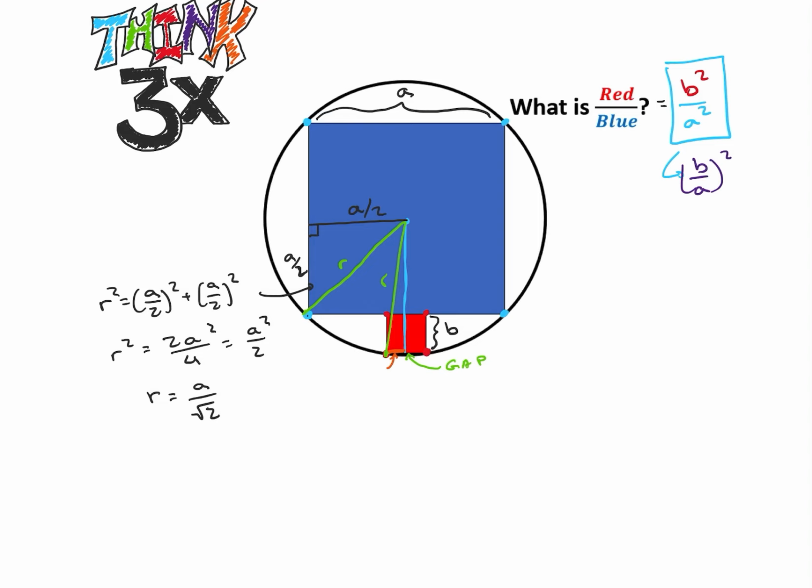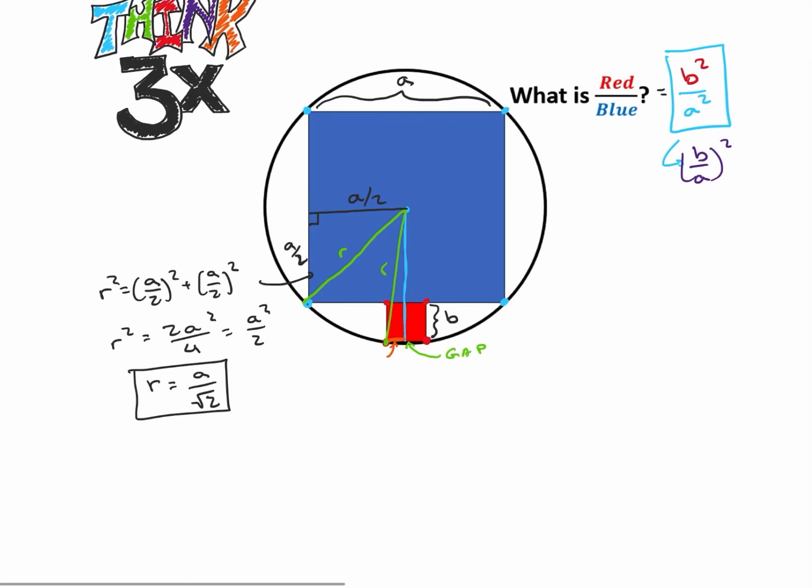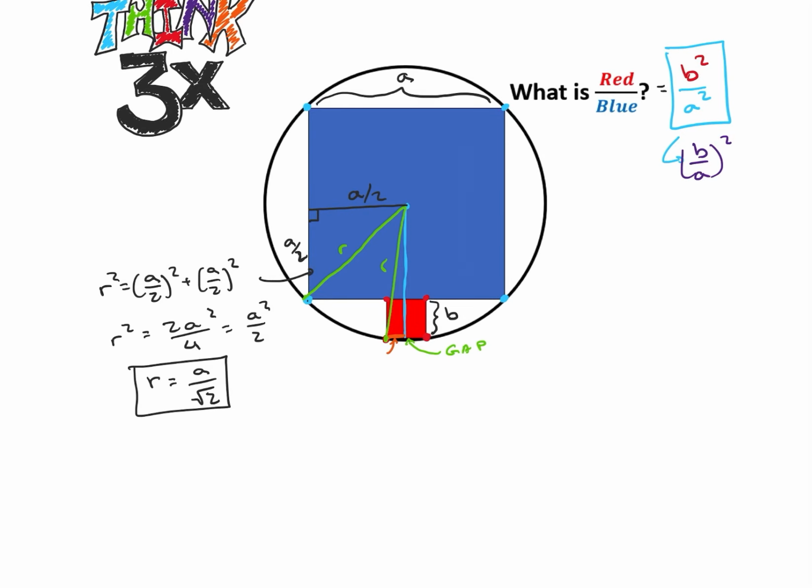So I have my radius. That's going to be very useful going forward. Now let's take a look at a different triangle. So let's take a look at this triangle here, which also is a right triangle. So if we look at that right triangle, I can then solve for a few things.